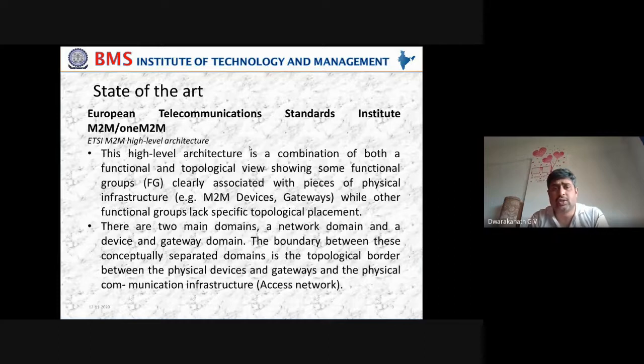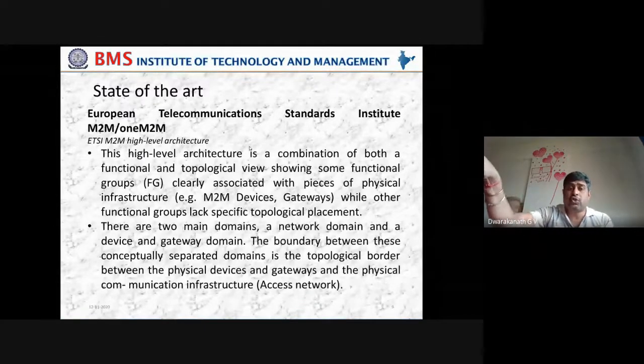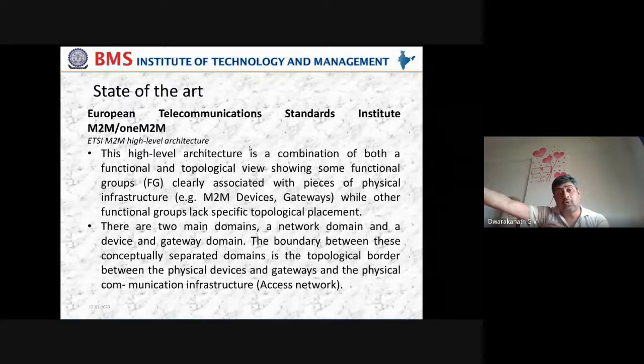So it is clearly associated with the devices and gateways. We have discussed that the placement is very important here. Where should I place the device, where should I place the gateway, which type of network should it be connected to, and when should the broadband network be connected? So those things play a very important role here. There are two main domains here: the network domain and the device and gateway domain, which we have observed in the figure.